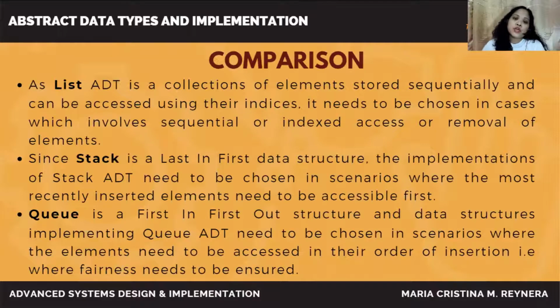So in this section, we're going to discuss the scenarios for choosing between the list, stack, or queue ADTs. A list ADT is a collection of elements stored sequentially and can be accessed using their indexes. It needs to be chosen in cases which involve sequential or index access or removal of elements. Use the list ADT when there is a linear relationship between your elements. Lists also facilitate deletion and retrieval, so try to use that to your advantage.